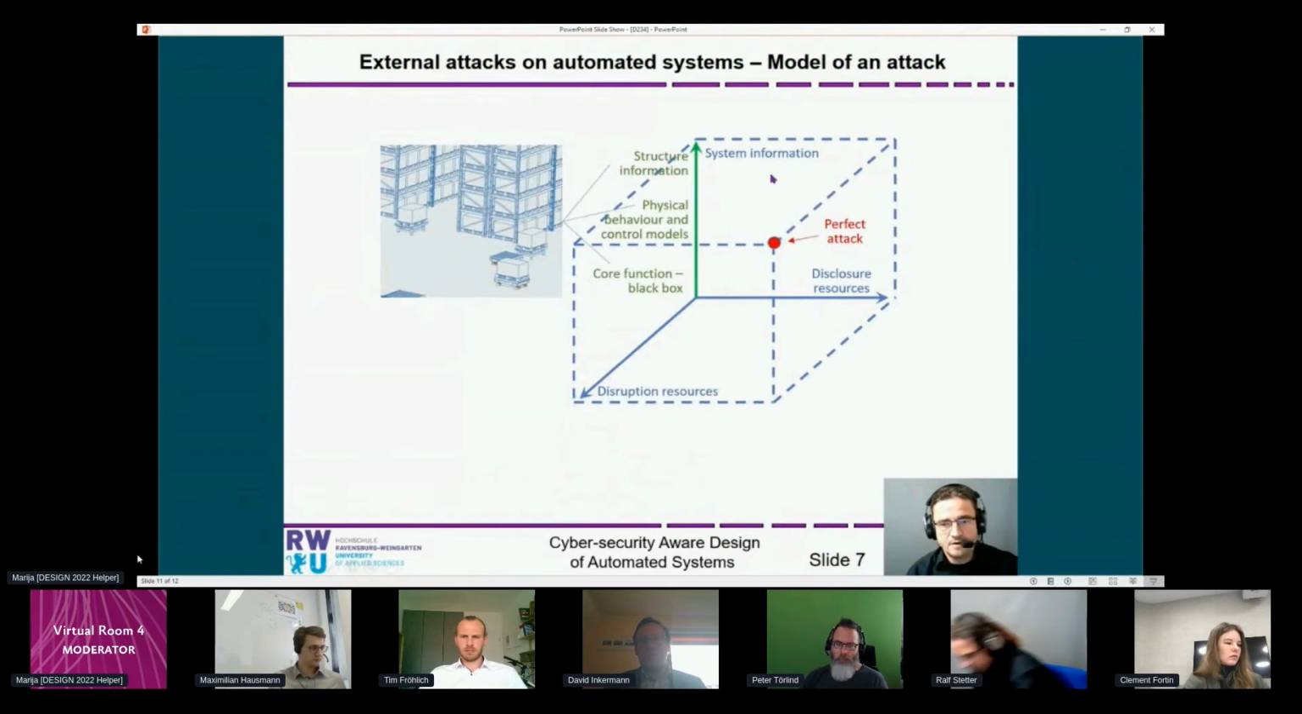So if we look for a model of an attack, it can be three-dimensional. We have disruption resources, which will influence our system. We have disclosure resources to learn about the system.